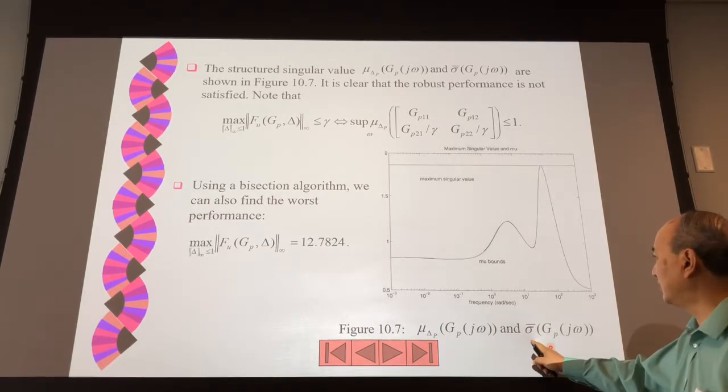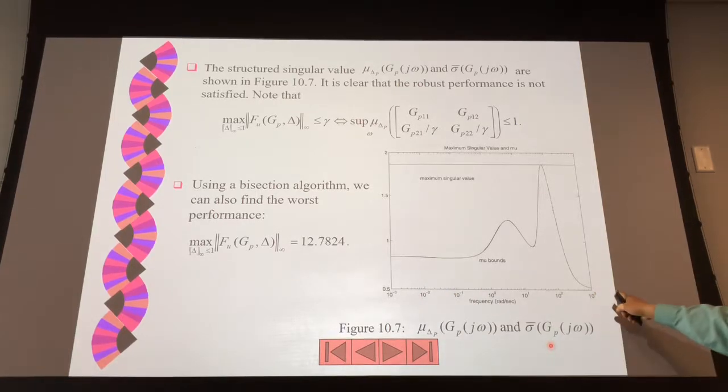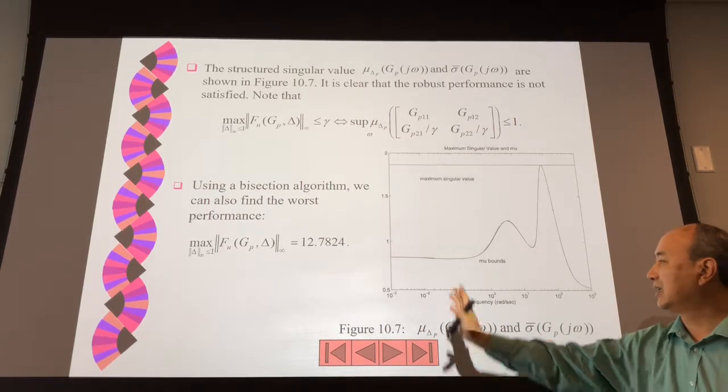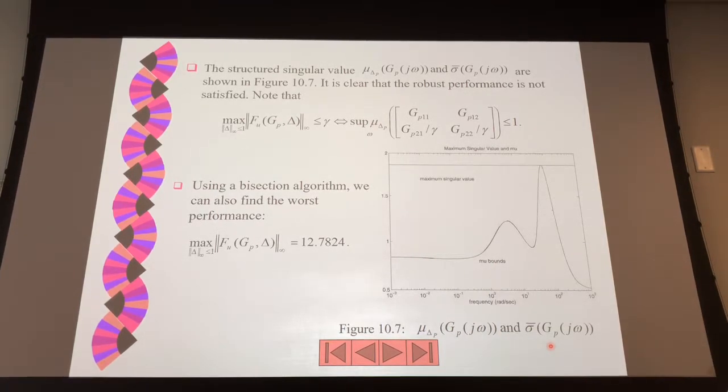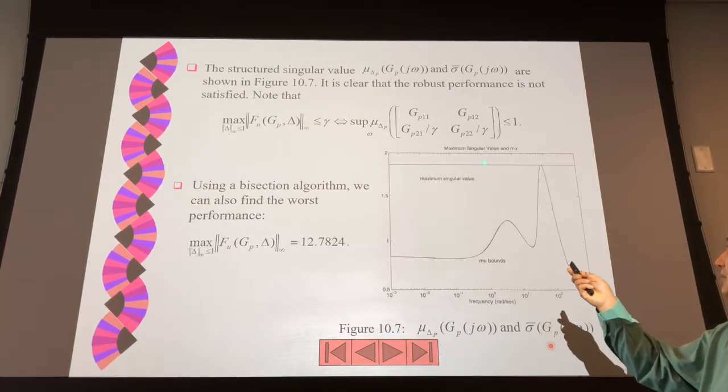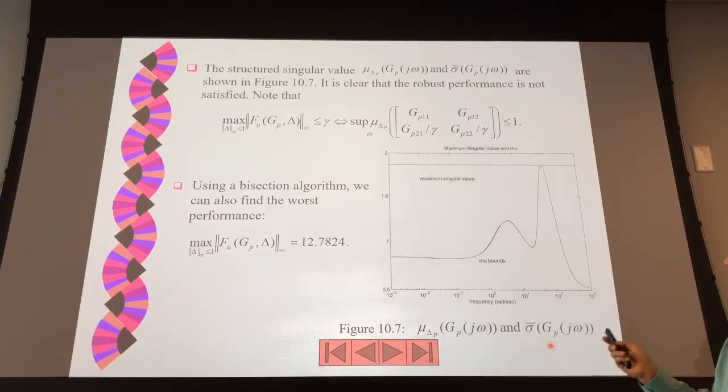This is a maximum singular value. So this is the omega, right? For each omega, so this is a frequency, that is a mu, structure singular values. And this is sigma bar, maximum singular values. Okay. So you can see that the whole system only at these frequencies is this big. So you probably will think about using a mu bound, and using this mu bound sometimes will give you less conservative results, okay?